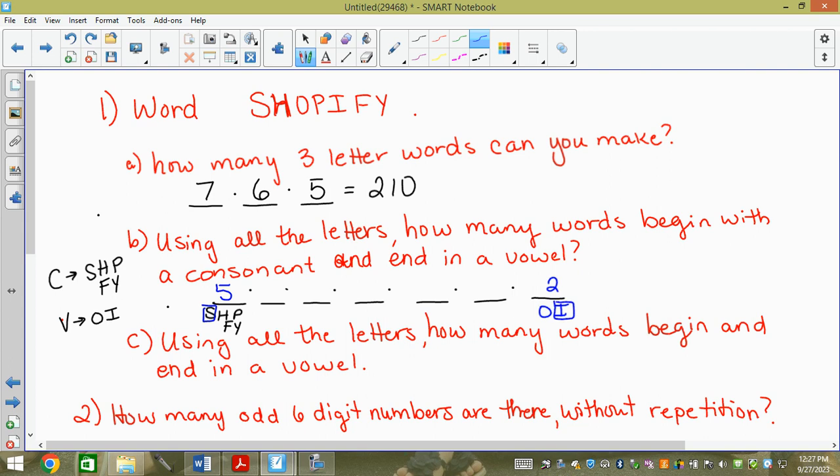Now I have used up the S and the I. So I've used up 2 out of 7, correct? So how many do I have left for this blank now? 5. If you don't see that, rewrite out what you have left. O, H, P, F, Y, which is 5. Hold the Y, then I would have O, H, P, F, which is 4. Hold the F, I would have O, H, P, which is 3, then 2, then 1. So you see how you're holding letters as you're going along, right? So that should be 1200.